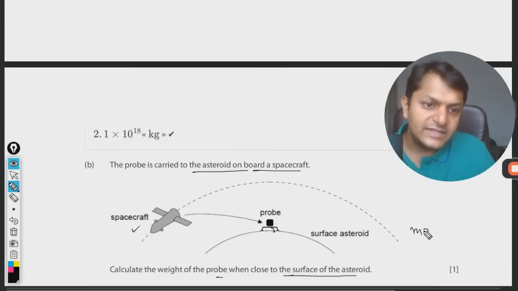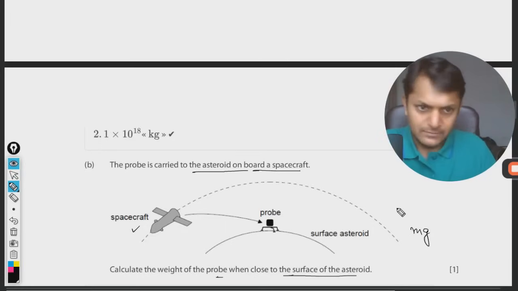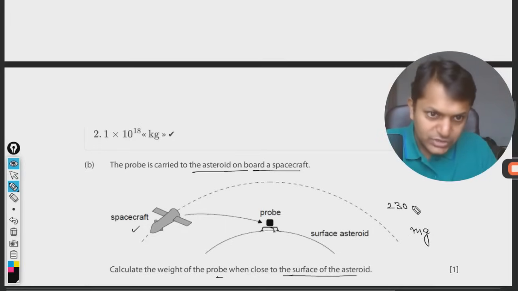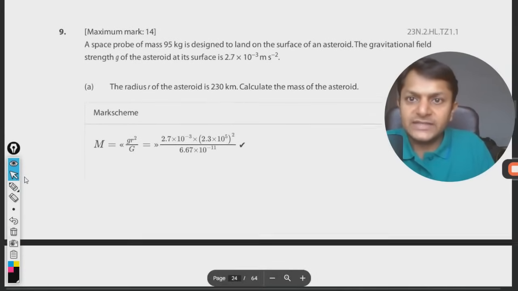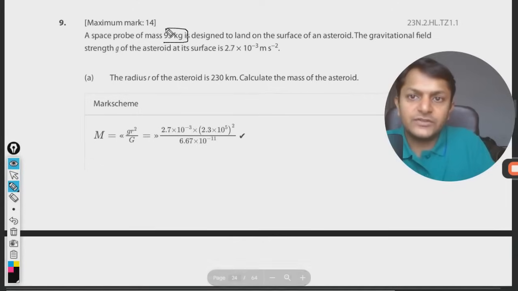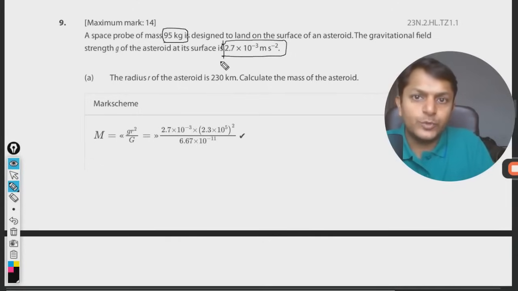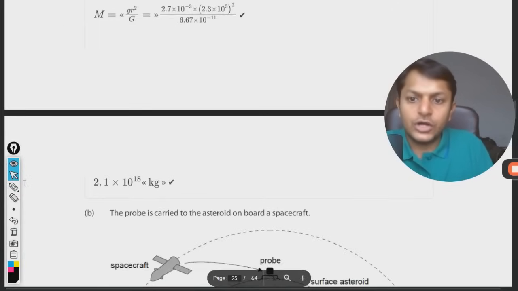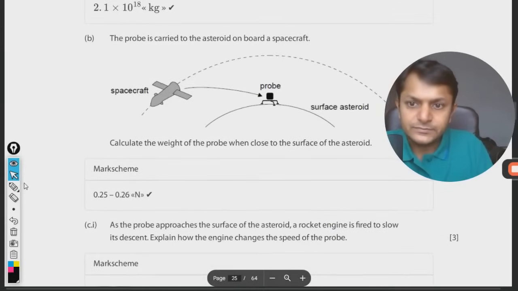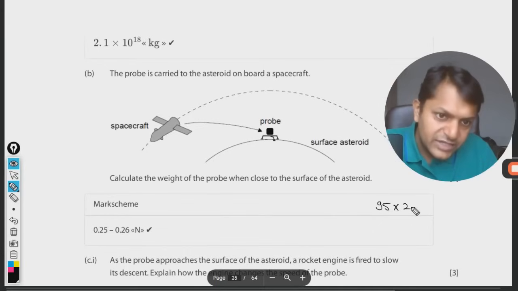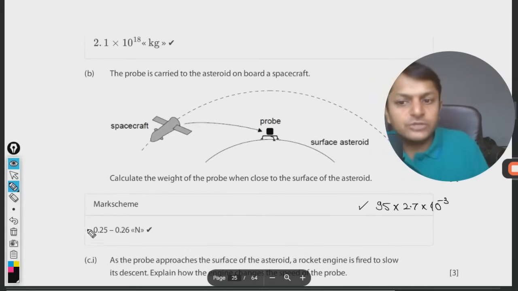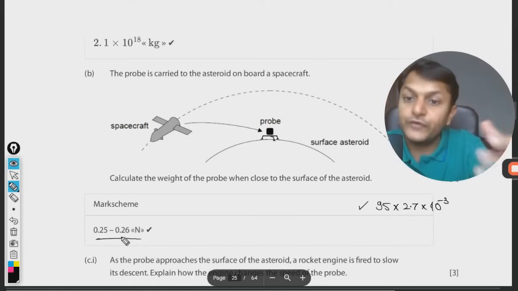The weight is given as the product of mass and gravity. So I think the mass was 230. No, that wasn't the right thing. We have to find the mass of the probe, that is given as 95 kg here. Mass of the probe is 95 and the gravity is 2.7 × 10^-3. They have only given the final answer, but this will be 95 kg times 2.7 × 10^-3. That will give you an approximate value ranging from 0.25 to 0.26, and you can even round off the value.